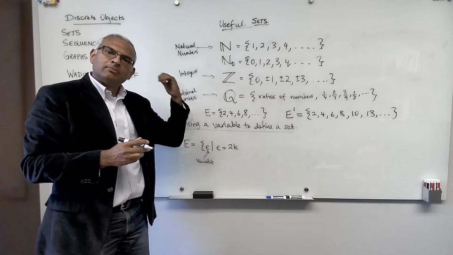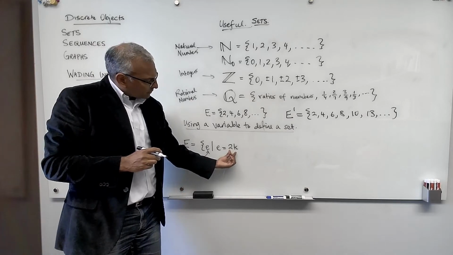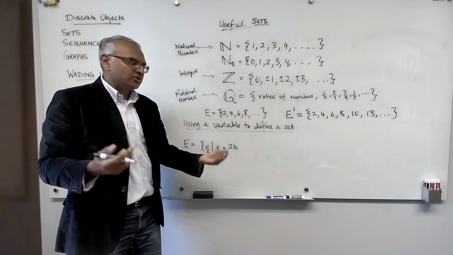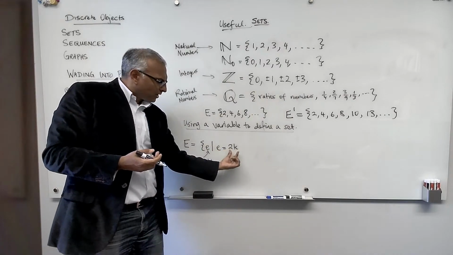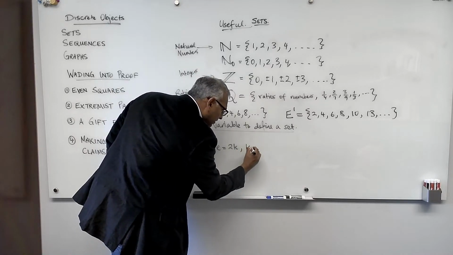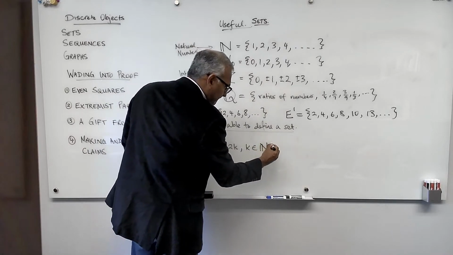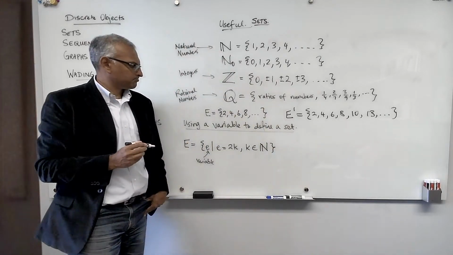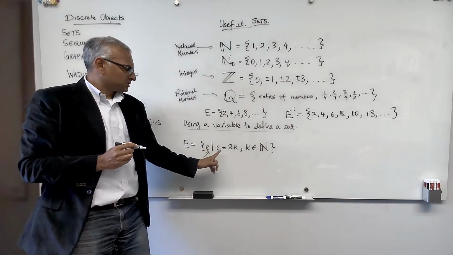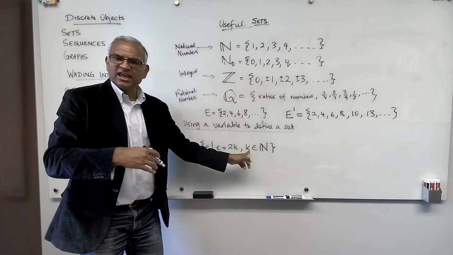If you go back to how an even number is defined, it's twice, it's even, so it's a multiple of 2, and that's where this twice k comes from. So E must equal twice another number k, where k is a natural number. So a generic member of the set E must equal twice k, where k is a natural number. So let's put k equals 1. k can be any natural number.